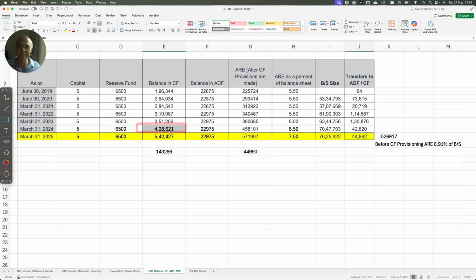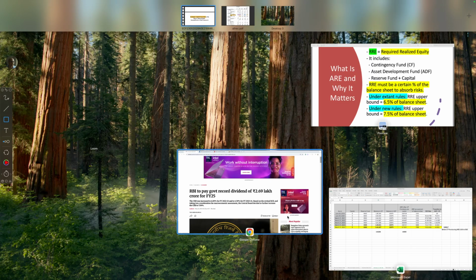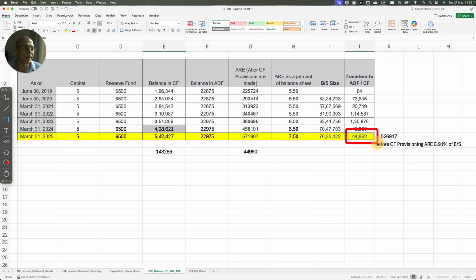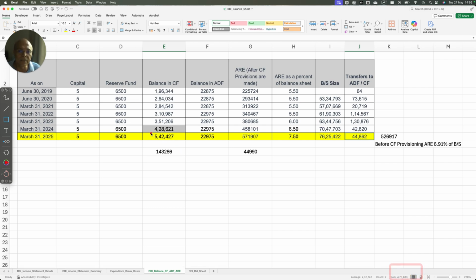Now, this earlier balance in CF, and the current transfer which the RBI has shown in this document, if you go here, you will find this number here, 44.862 thousand crores, right? So if you add this number to this number, what is the number you're getting? 4.73 lakh crores. So this number is not adding up to 5.42 lakh crores. So what is going on here, friends? Do you understand what is going on here?